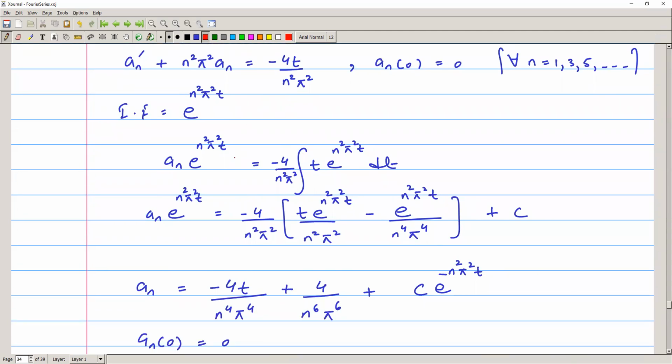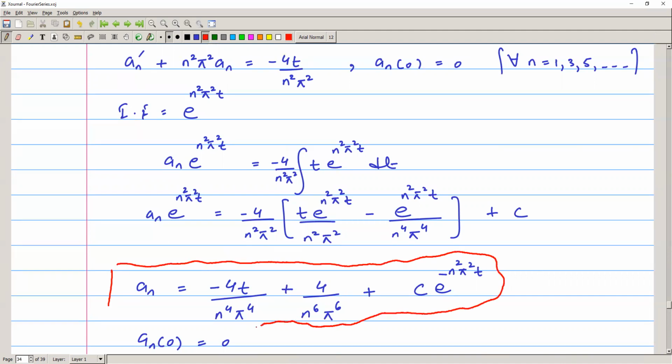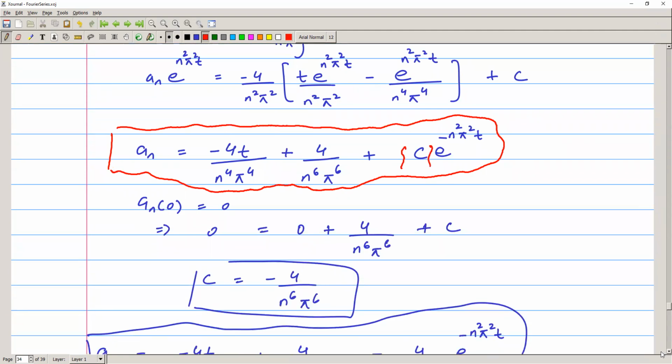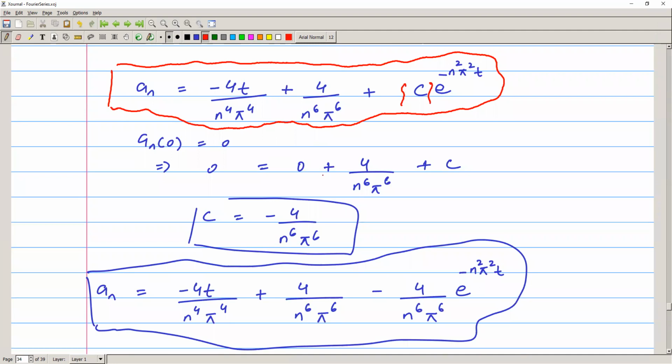So here we solve this equation, we get this solution, and this is the final solution that is generated from this equation. In fact, this is the general solution, so we have to apply the condition to find this c, right? Now we'll apply the initial condition that is given, an of 0 is equal to 0. By applying this condition, we will get c is equal to -4 over n to the power 6 by 6, right? So here is the particular solution for an.